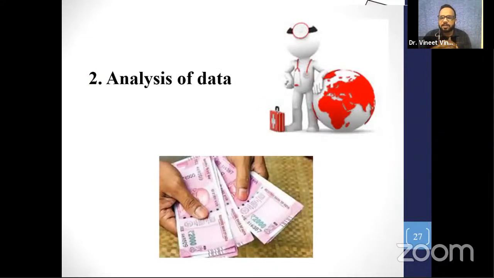Analysis of data means how much manpower you have, how much is the dental caries and how much manpower you will require, how much is the dental caries prevalence and how much resources or dental material is required, how much restorative material is required, how much pit and fissure sealant is required. All these things are called analysis of data.